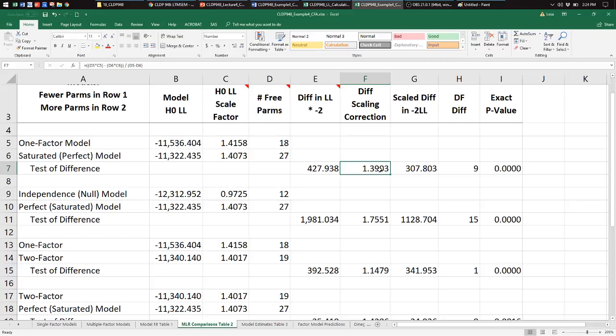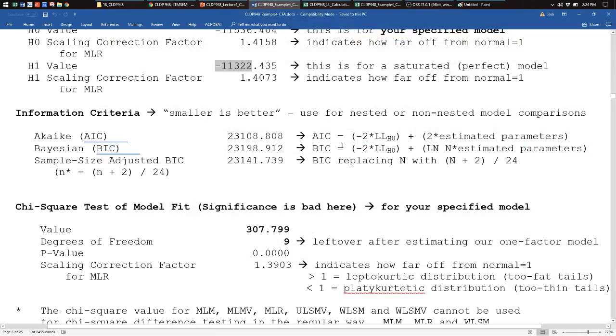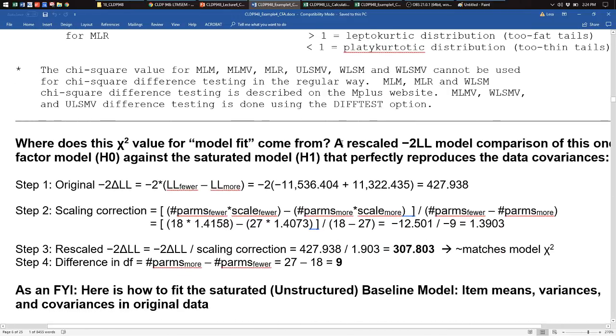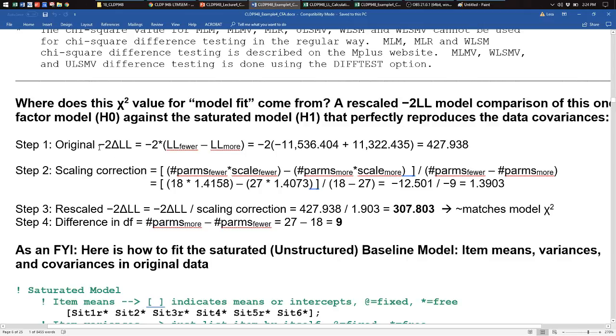They calculate a difference scaling correction, and then they divide the actual difference by that difference in scaling. So again, to use this spreadsheet to do your model comparisons, folks, input the H0 log likelihood, the scale factor, and the number of parameters, and the rest of this is calculated for you. So then on the next page, after this disclaimer, I show you the math as to where those numbers in the spreadsheet came from.